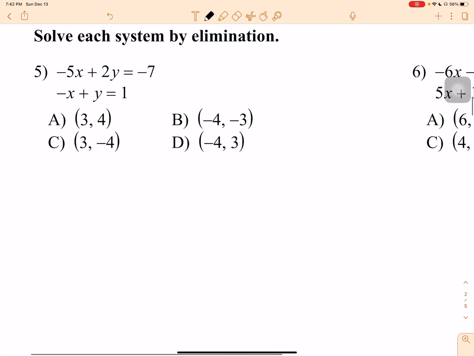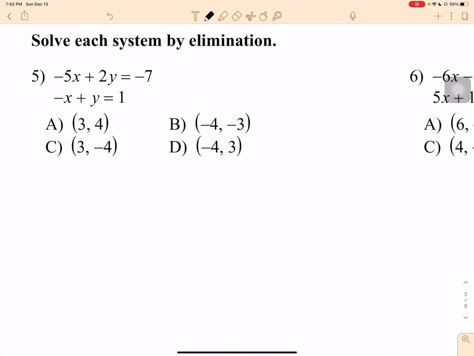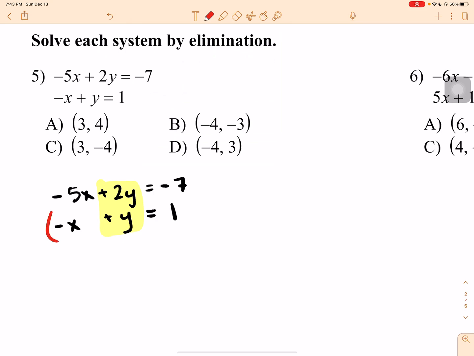Solve each system by elimination. Okay, so I'm going to go and rewrite down the system. So negative 5x plus 2y equals negative 7, and negative x plus y equals 1. So I'm going to try to decide which one to eliminate. And it looks like I could really do either x or y, but I instantly was drawn towards the y's. I can multiply the bottom equation by a -2 in order to eliminate my y's. So I'm going to go ahead and do that.